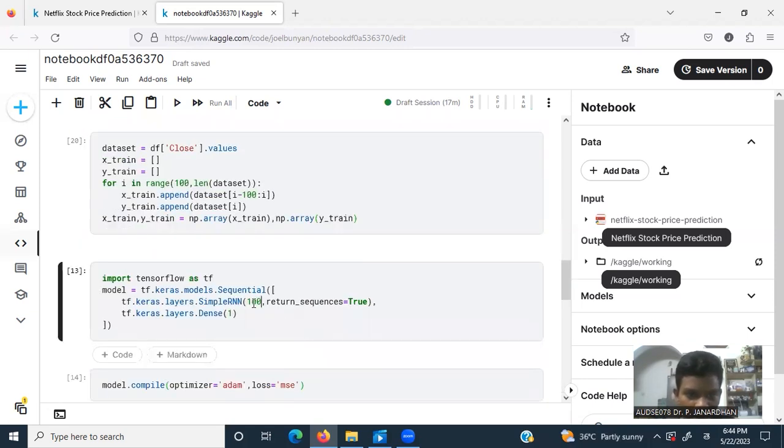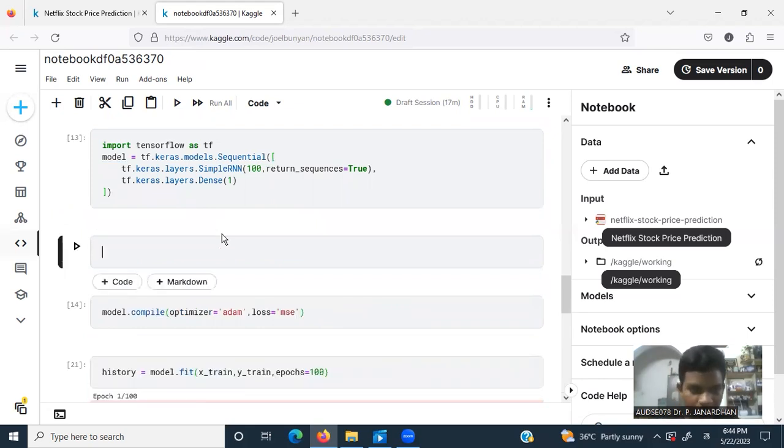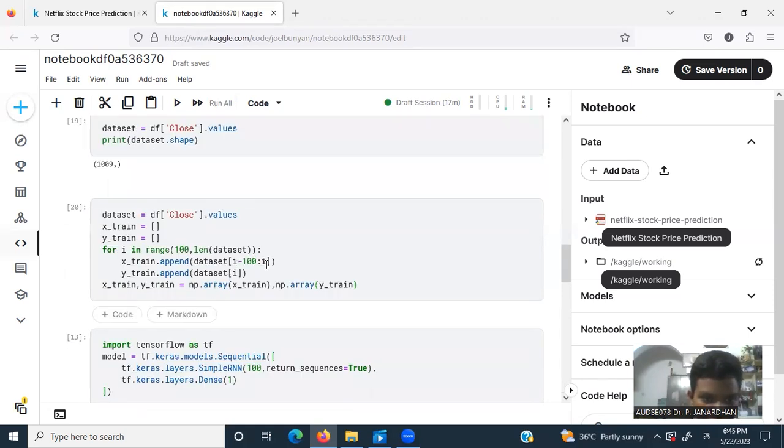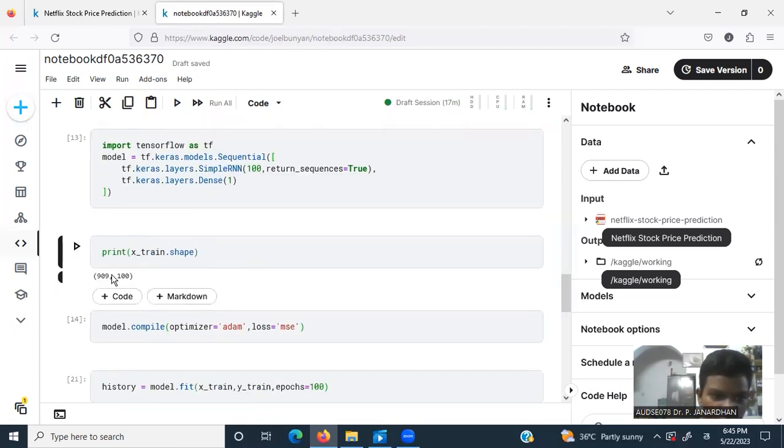I have return sequences equal to true. Okay, let's see what the shape of x train and y train is. So I'm going to print the x train dot shape. Let's see. Well, it is 909 by 100. Wait a minute. Is there anything wrong with that? I don't think so, right? So we'll have 909 values. Let's just look at x train. What values does it hold?